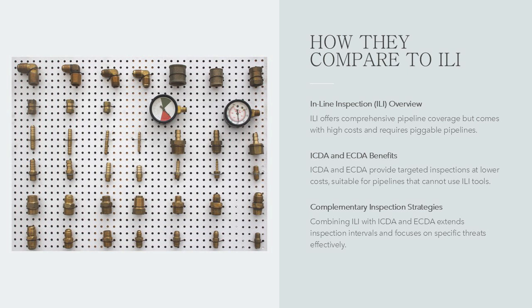ICDA and ECDA, on the other hand, offer targeted inspections, lower costs, and flexibility for pipelines that cannot accommodate ILI tools. While ILI gives a complete picture, ICDA and ECDA provide sufficient assurance of integrity when applied correctly, especially for low-risk or unpiggable segments. These methods complement ILI by extending inspection intervals or focusing on specific threats, making them valuable tools in a comprehensive integrity management program.